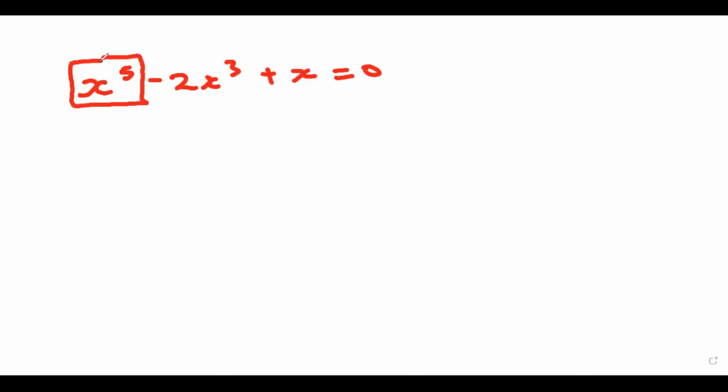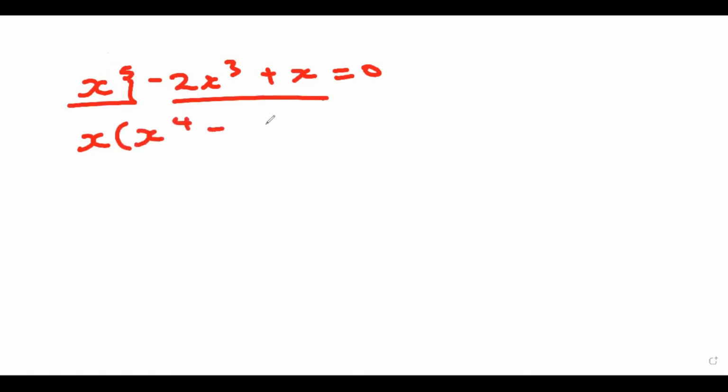So let's try another one. Let's say this time we have an odd number as a power. So x to the 5 minus 2x cubed plus x is equal to 0. So the first thing you'd want to do is factor out an x out of this so that you can get an even power. So if you factor out x from this, that means you'd have to factor out x from everything else. So now you'd have x times x to the 4 minus 2x squared plus 1 is equal to 0.